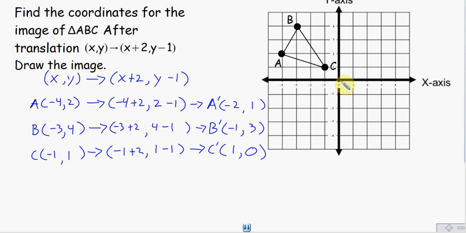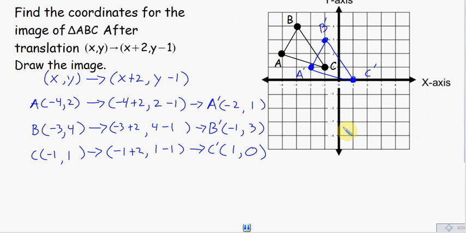All right, so negative 2, 1. Be careful here. Your image and your pre-image might overlap just a little bit, which is okay, not a big deal. All right, this one is A prime. Now I have negative 1, 3. This is my B prime. I'll put my letter there for now. Again, I might have to erase it. We'll see. And then C prime is 1, 0. 1, 0 right there. There's my C prime.